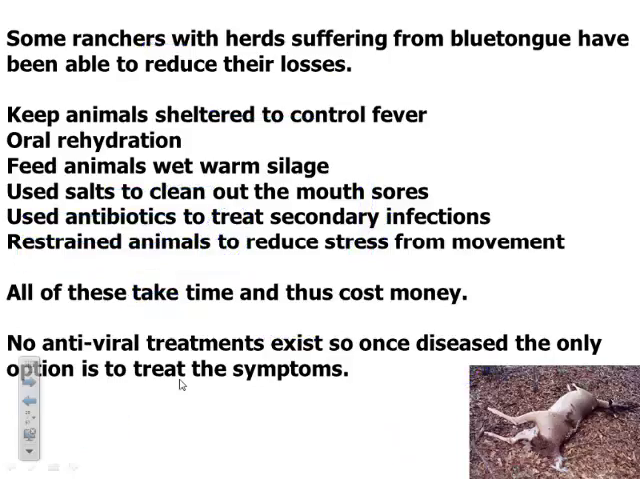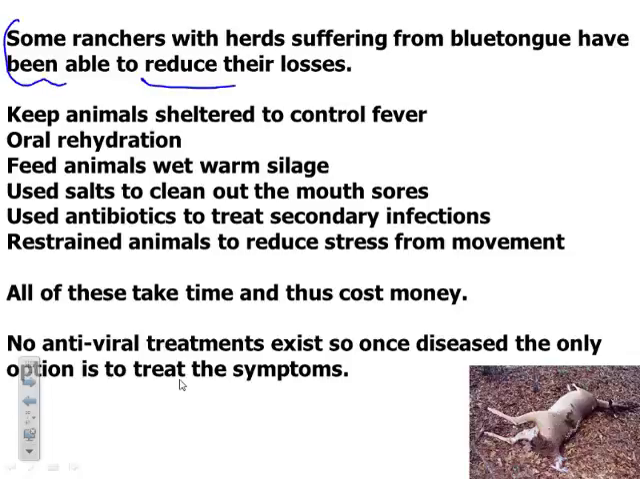So in late 2007, there was a big outbreak of blue tongue in Wyoming and Montana, and ranchers were beginning to suffer some severe losses. They were also getting quarantined, so they could not sell their animals or transport them from county to county, which was costing a lot of money. What we did is we talked to some ranchers, and I was involved with a follow-up to this outbreak.